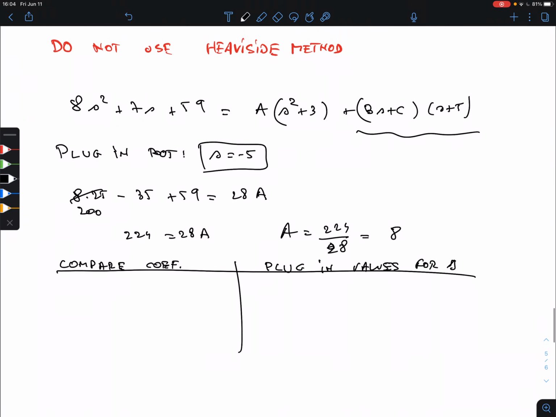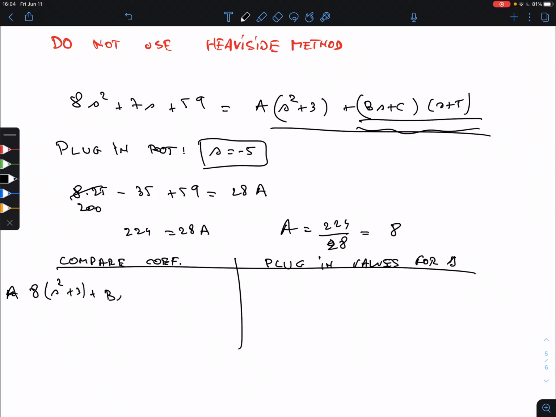So compare the coefficients. What do I mean by that? Expand this. We get a times s squared plus 3, but we know that a is 8, so let me write that already: 8 times s squared plus 3, plus, now I have to expand this, b s squared plus 5b s plus cs plus 5c. And this has to be equal to 8s squared plus 7s plus 59.